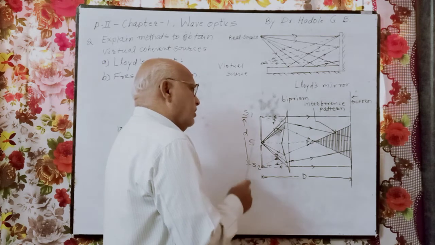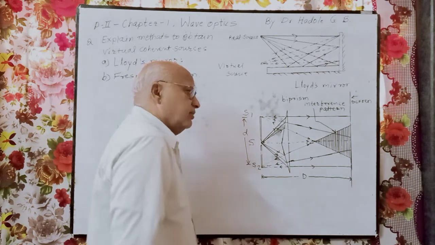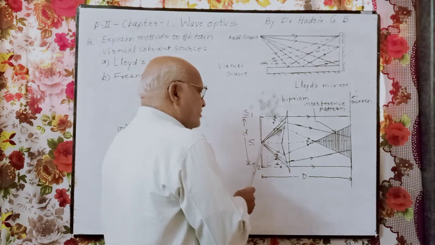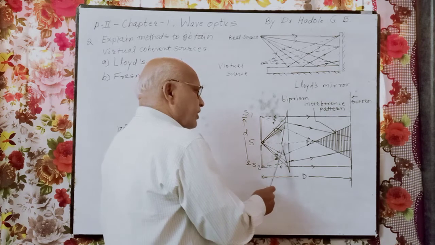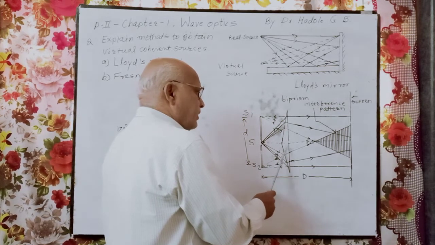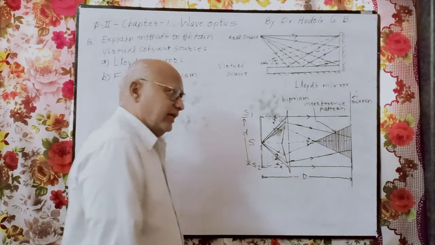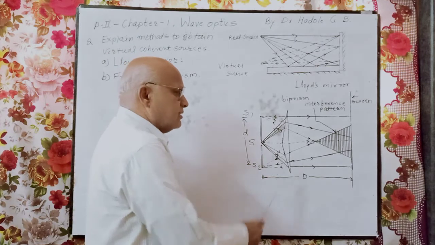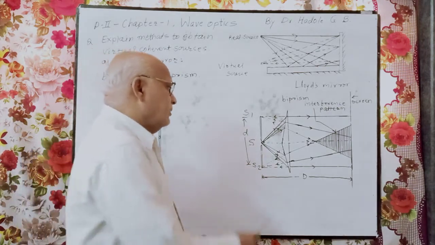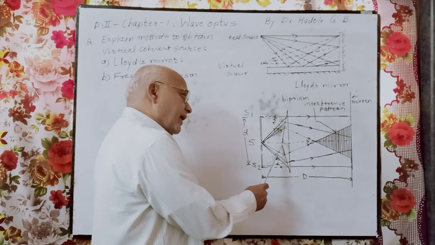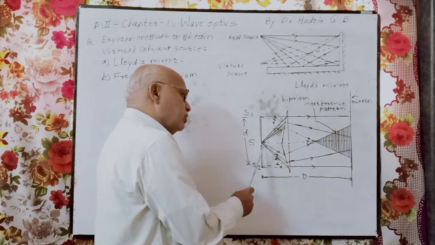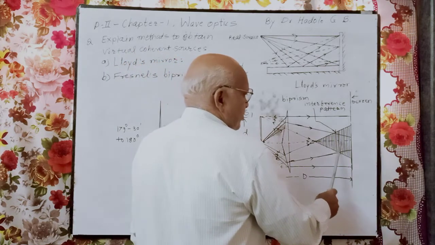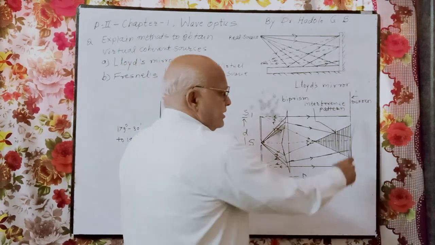on an optical bench. All these instruments are kept on an optical bench in such a way that the refracting edge of this biprism is parallel to the slit, and it is made parallel by rotating the biprism stand. Now when the refracting edge of this biprism is parallel to the slit, we get an interference pattern on the screen.